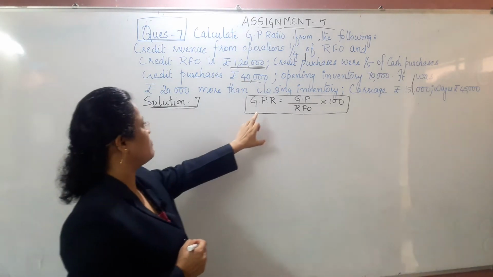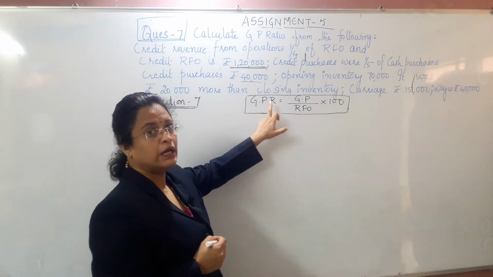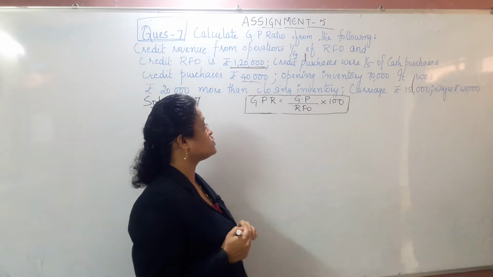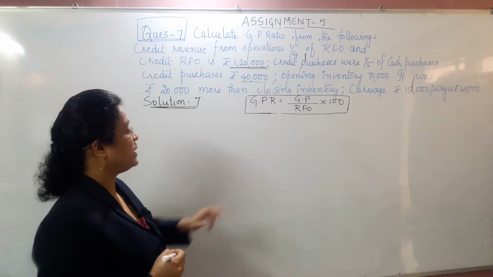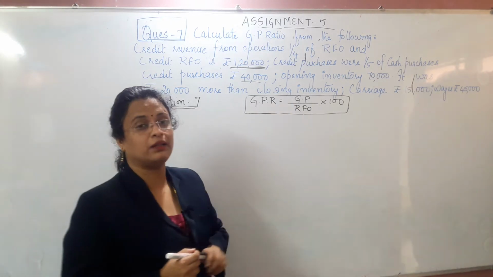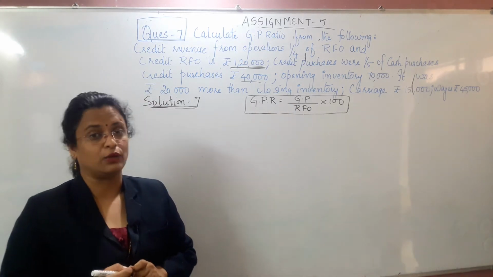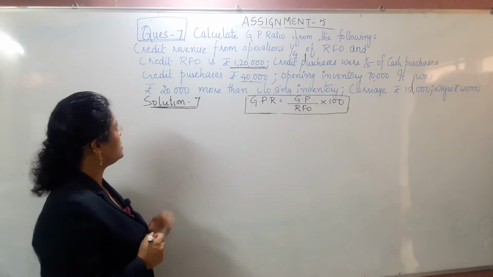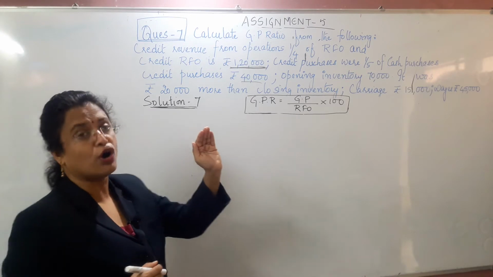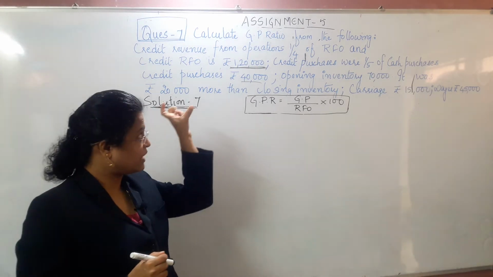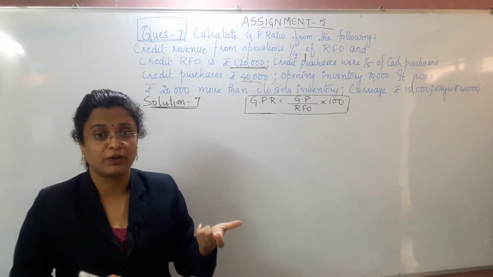That's the reason we have written the formula for the gross profit ratio. The gross profit ratio is equal to gross profit upon revenue from operations into 100. So we require the GP as well as the revenue from operations to calculate the ratio. Children, here in the question it is given that the credit revenue from operations is 1/4 of revenue from operations. We can use this link to calculate the revenue from operations.